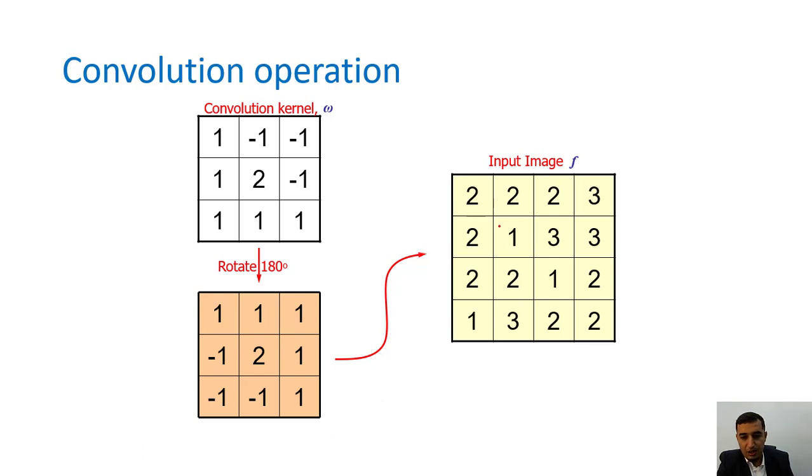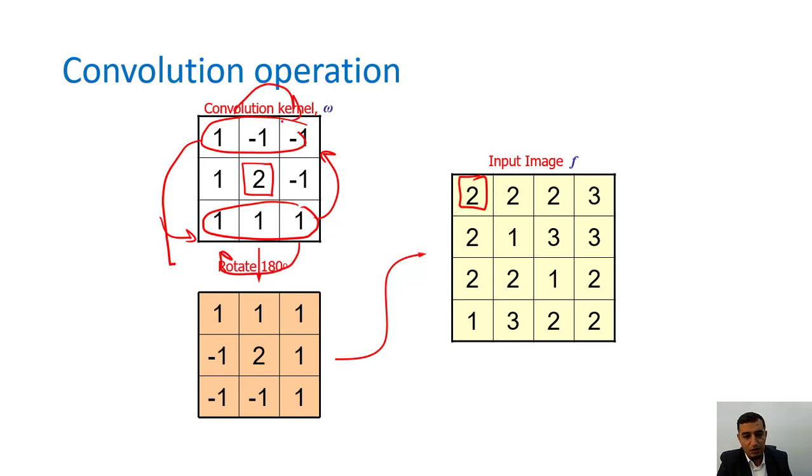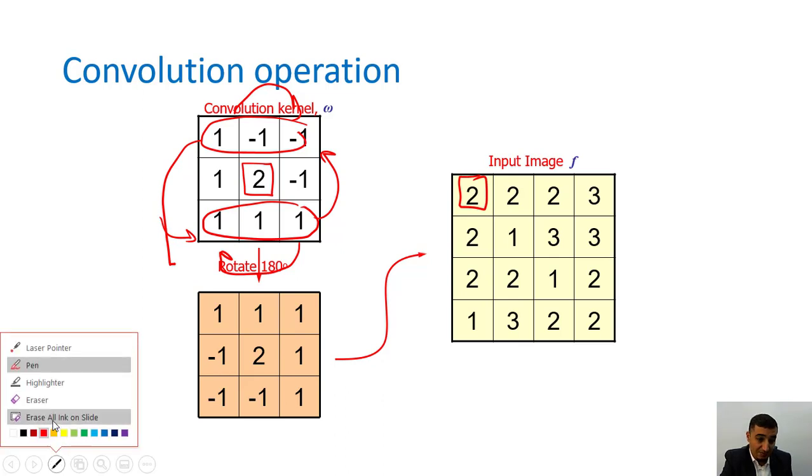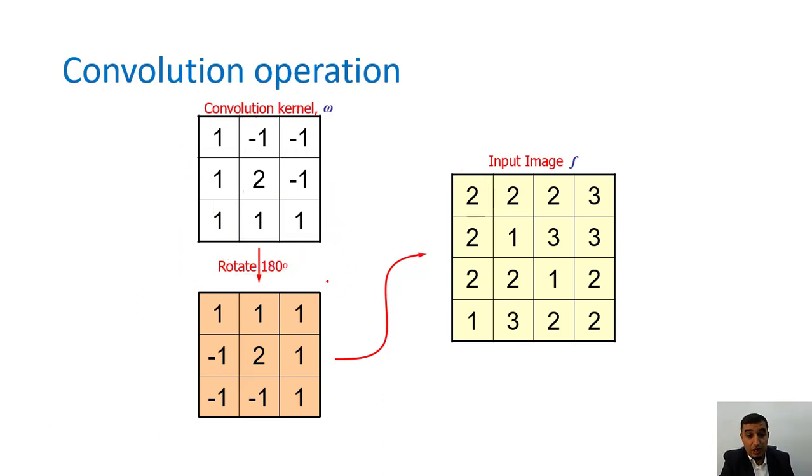To apply this kernel to the input image, we are going to center this center point first on this pixel over here. If you want to rotate it by 180 degrees, these will go up here, and these will go down here. Whatever is here will go here, and whatever is here will go here. So you will end up with a filter which is rotated by 180 degrees.